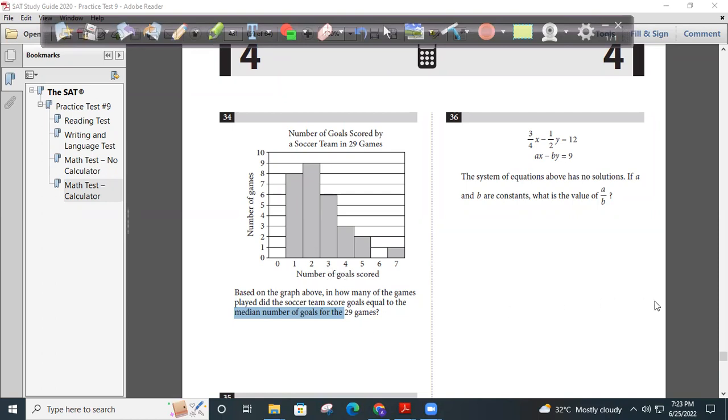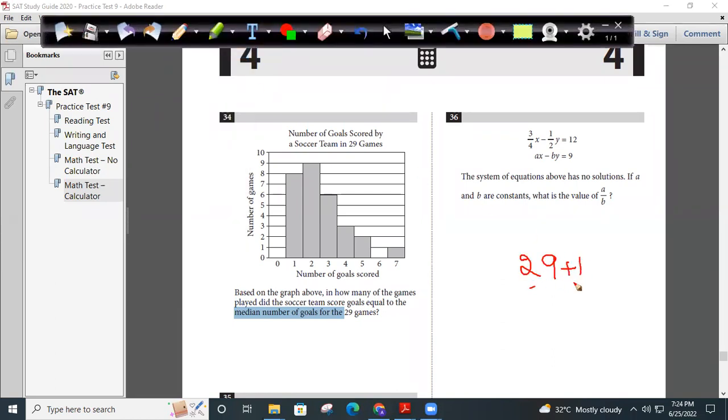Since there are 29 terms, immediately my mind will say (29 plus 1) by 2. (29 plus 1) by 2, 30 by 2, which is the 15th term. I need to look for the 15th goal. Goal number 1 has come 8 times. Goal number 2 has come 9 times. 8 plus 9 is 17. So the 15th should also be 2. From 9 till 17, all the terms are 2. So the 15th is also 2.